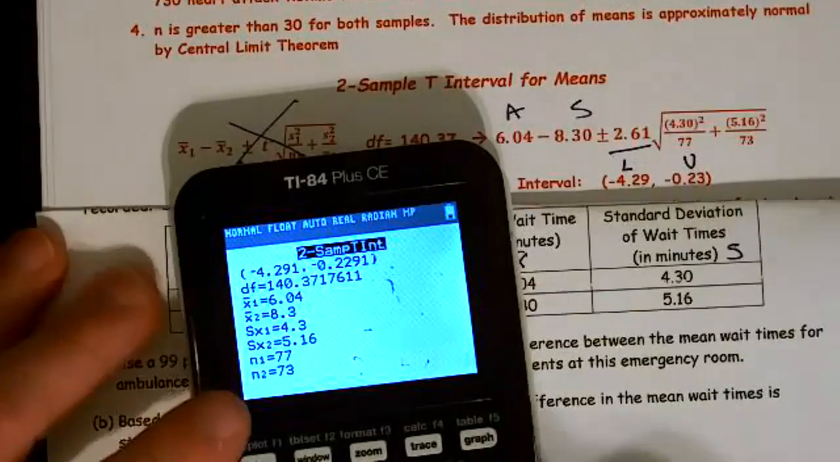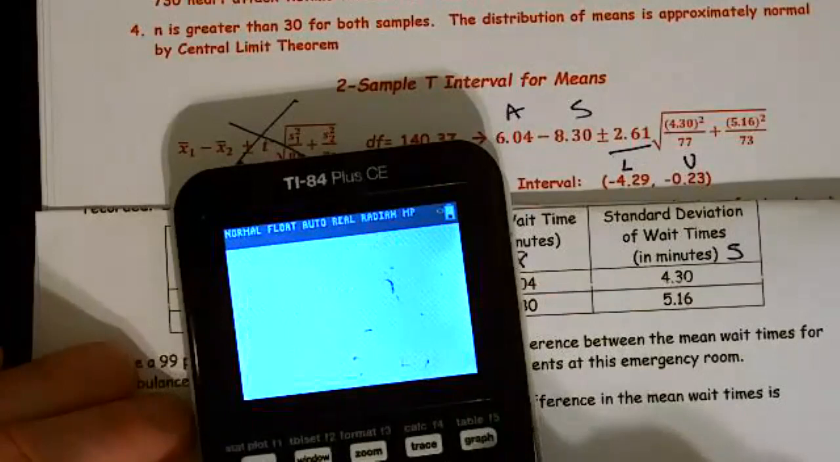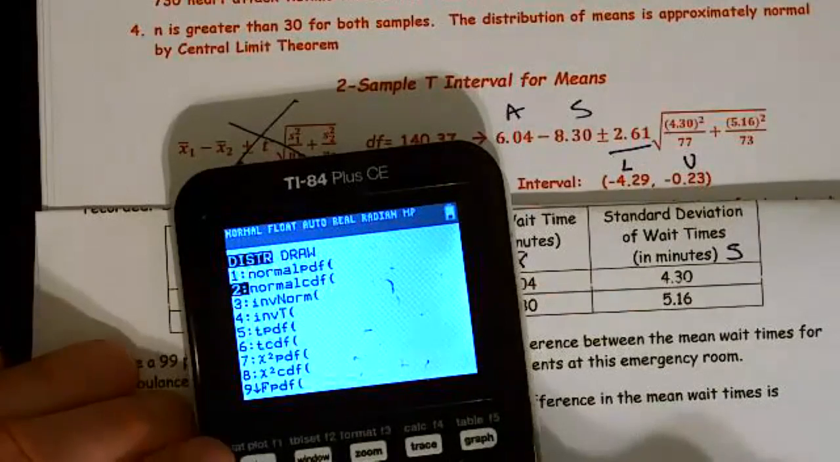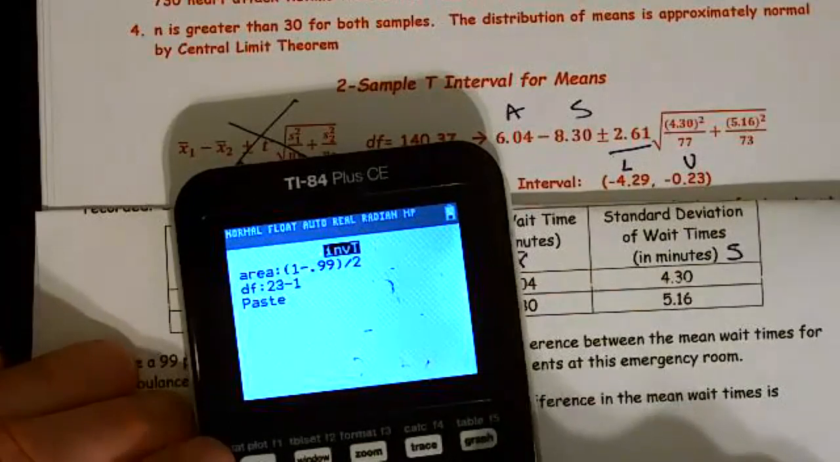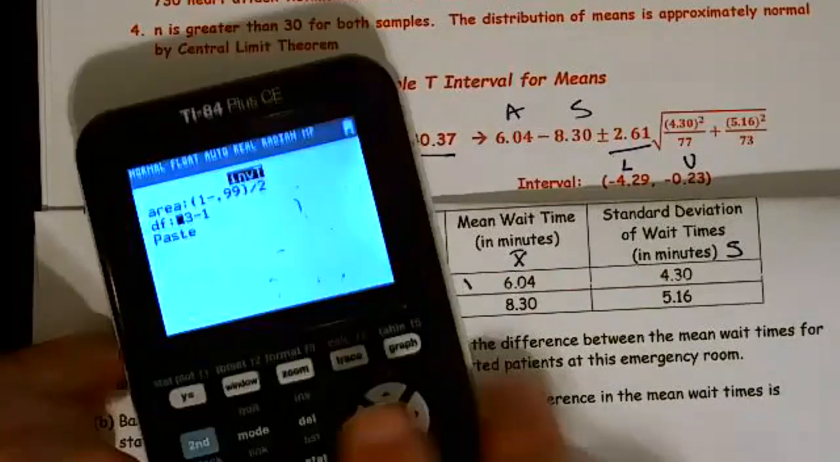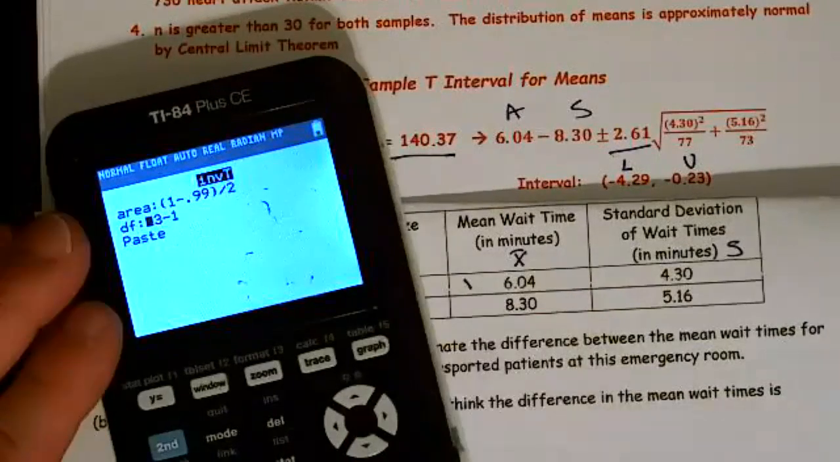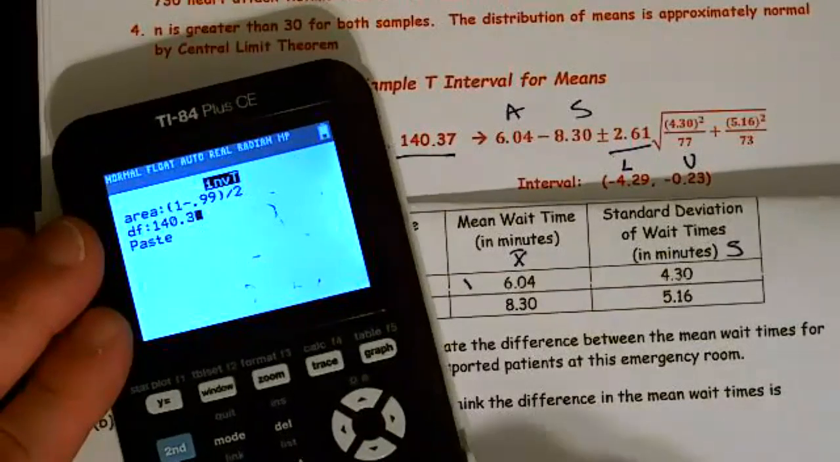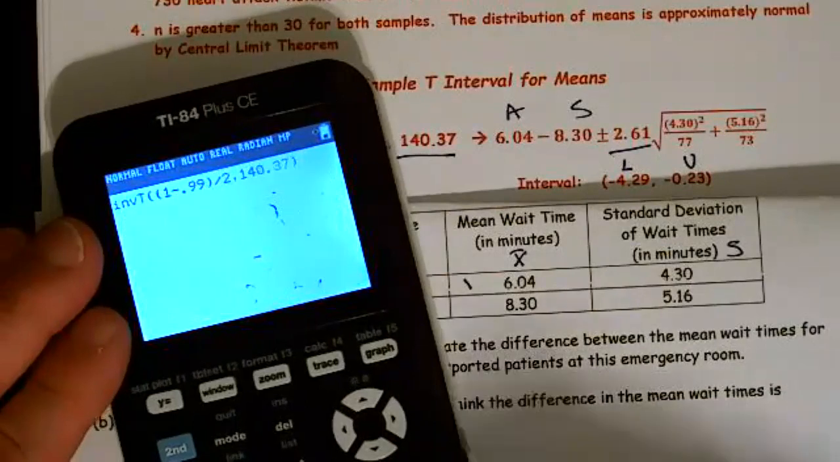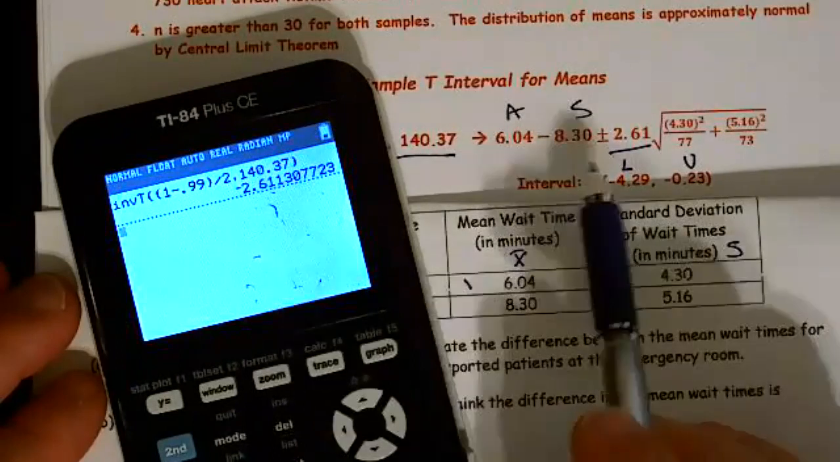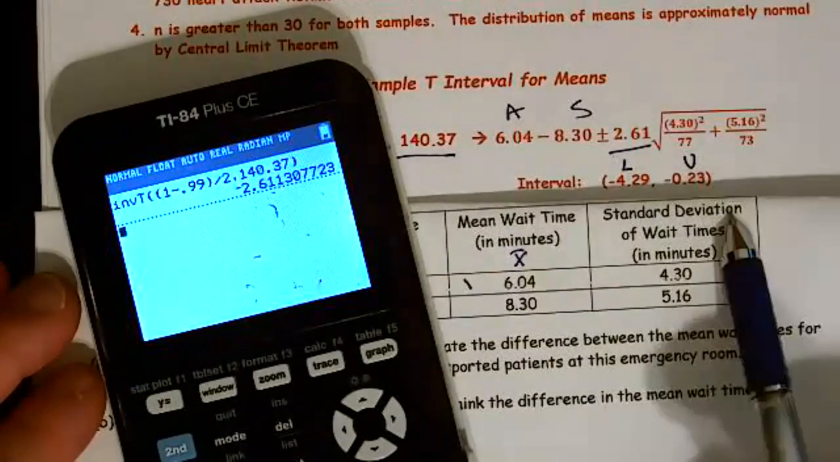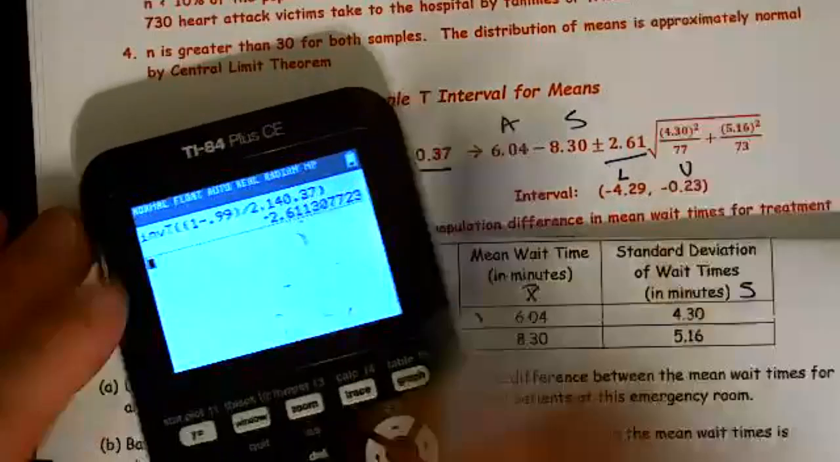So now I need to go back and get that T star. So to get that T star, second vars, inverse T, 1 minus 0.99 divided by 2 in degrees of freedom is about 140.37. And I end up getting 2.6113. So that's where that is, and I have my interval.